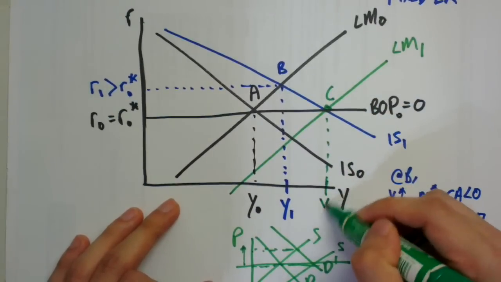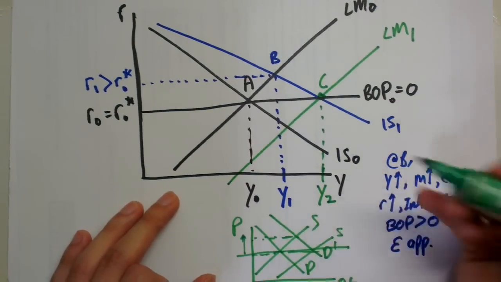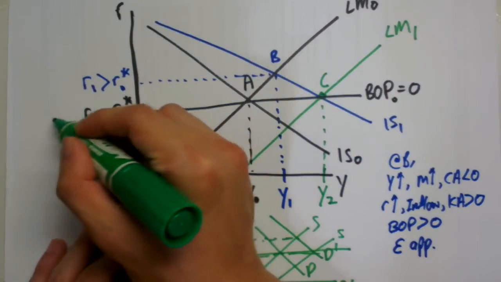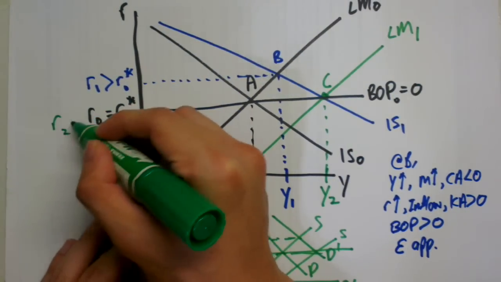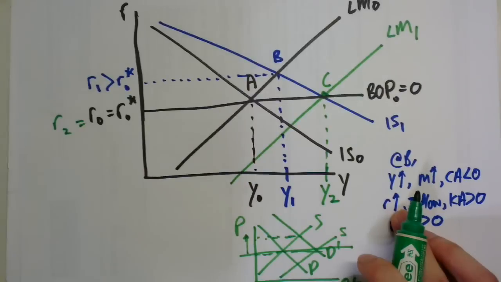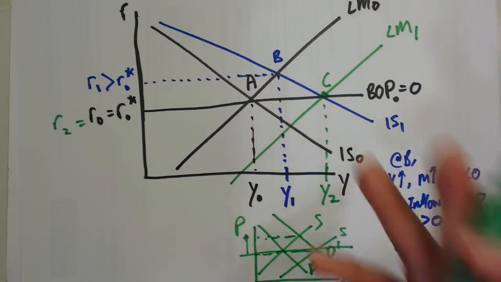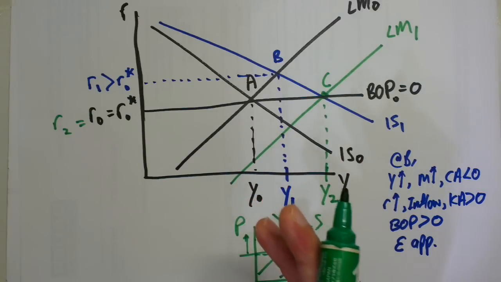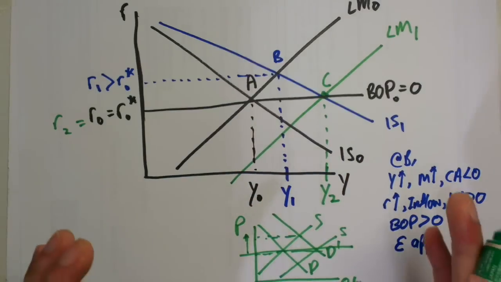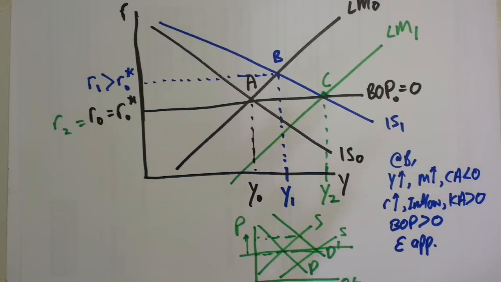Here we have Y2. There's a new level of output, and the interest rate has dropped to R2, and it is equal to the foreign interest rate. Okay, now this is the thing. Listen very carefully. Your BOP, your balance of payment, is going to go back to 0, but the mistake is this. People are going to assume that your current account is going back to 0 as well. Your capital account is going to go back to 0 as well. For me, I disagree with this.